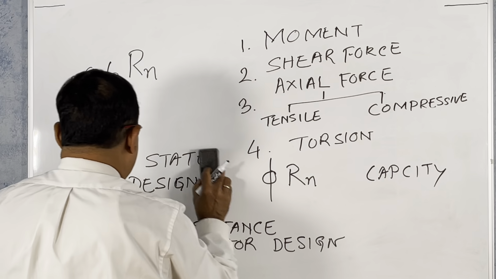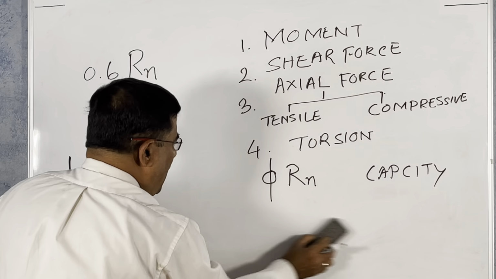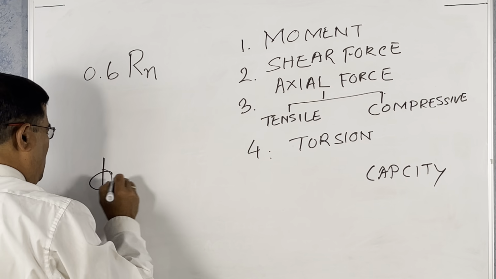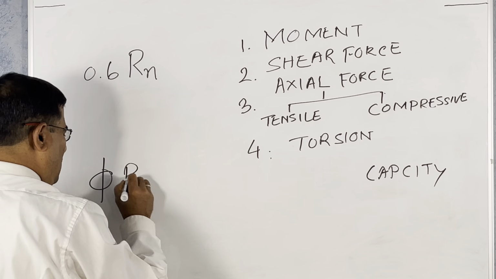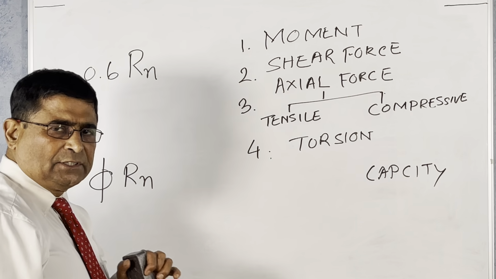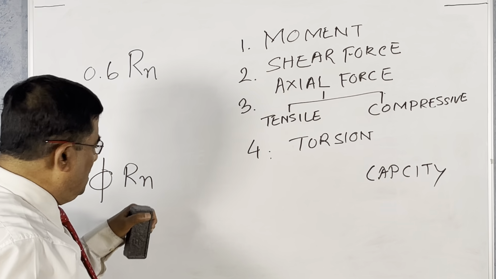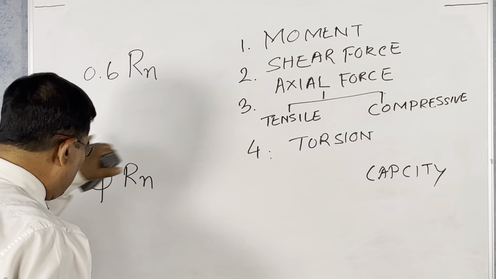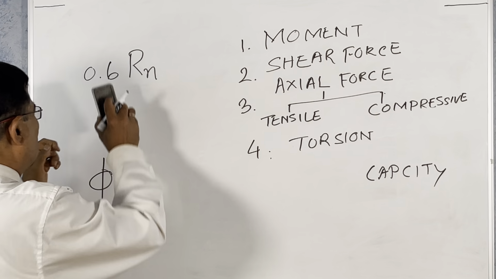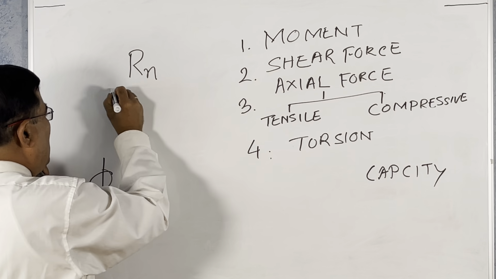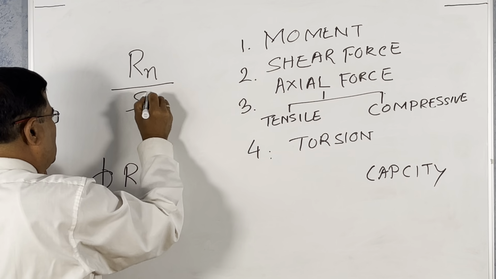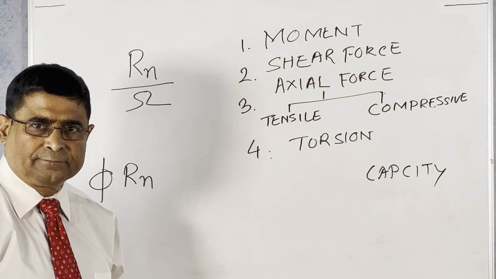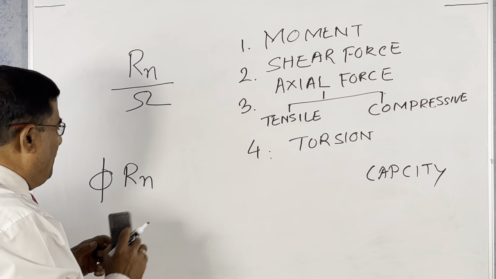So this is your capacity. Phi Rn is the capacity by limit state design, or capacity of the section. Moment, shear, torsion, axial force, it doesn't matter. This is a generalized symbol. Of course, this is not 0.6 everywhere, but you can say it is written as a lambda. This is a factor of safety. So this is the working stress.